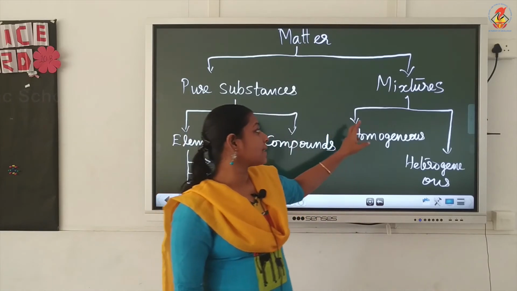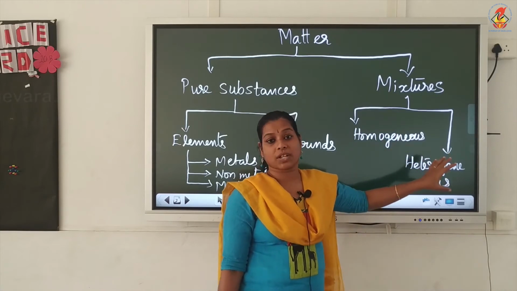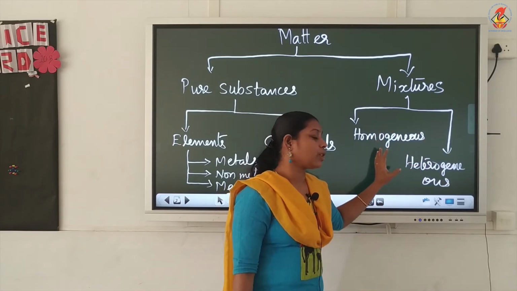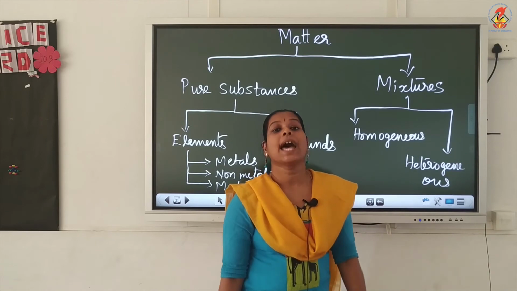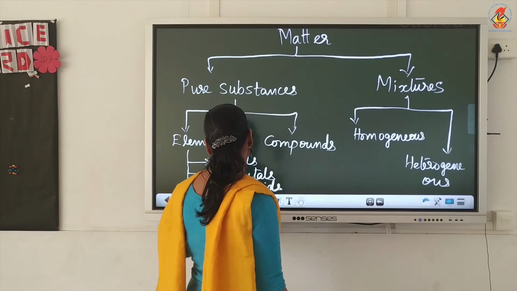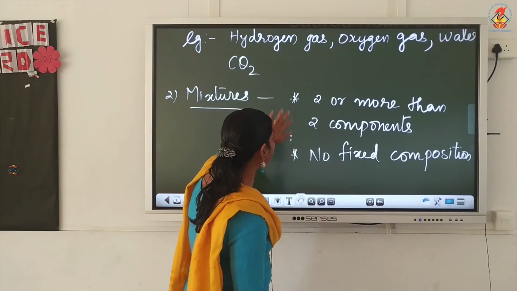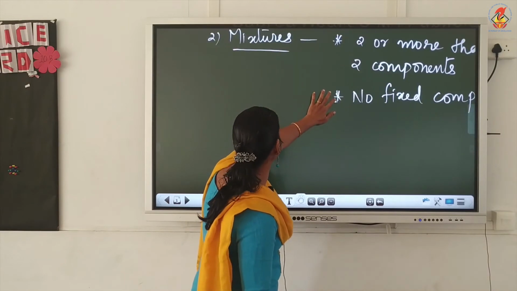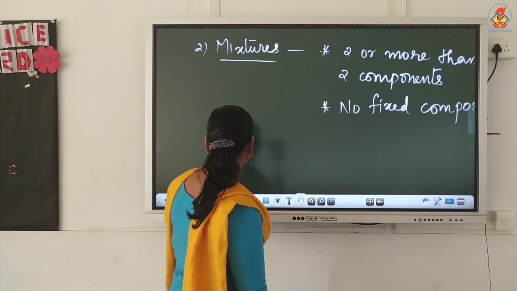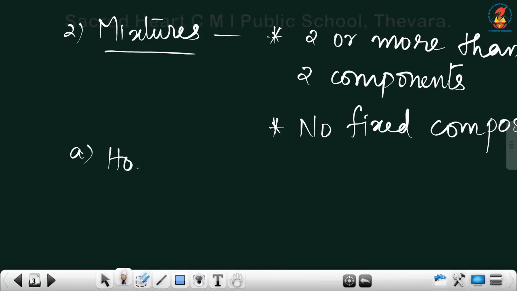These mixtures are again classified into 2. There are 2 types of mixtures. The first one is homogeneous and the second one is heterogeneous. Now we can see what we mean by homogeneous mixtures. We will see the homogeneous mixtures in detail. So mixtures are classified into homogeneous. What do you mean by homogeneous?